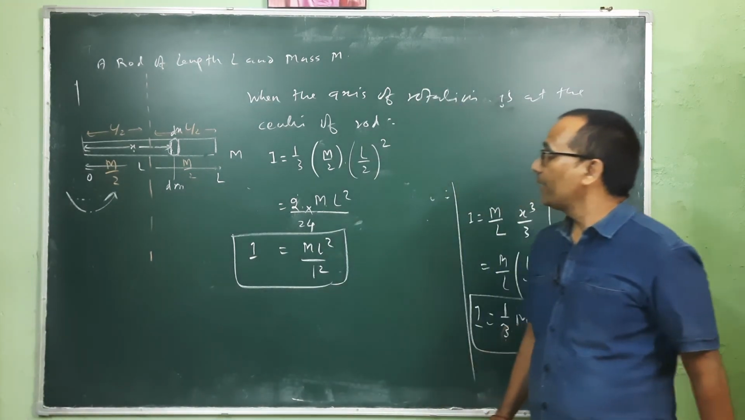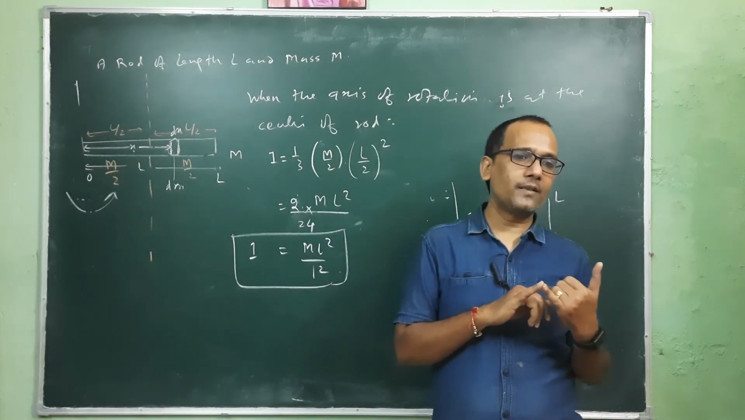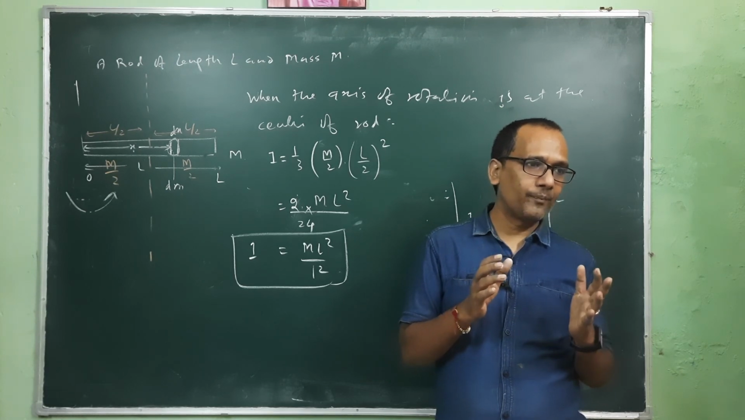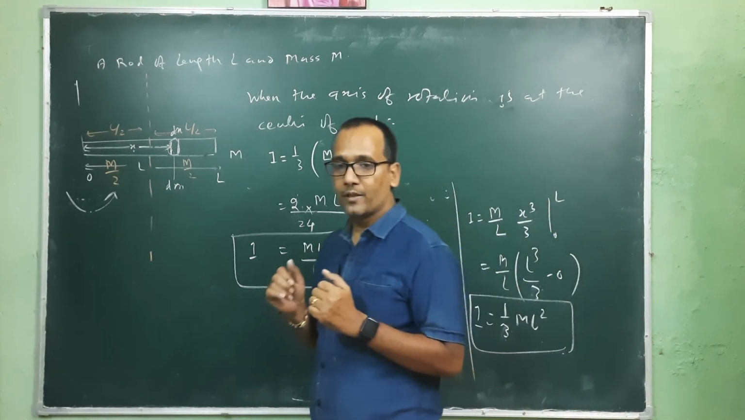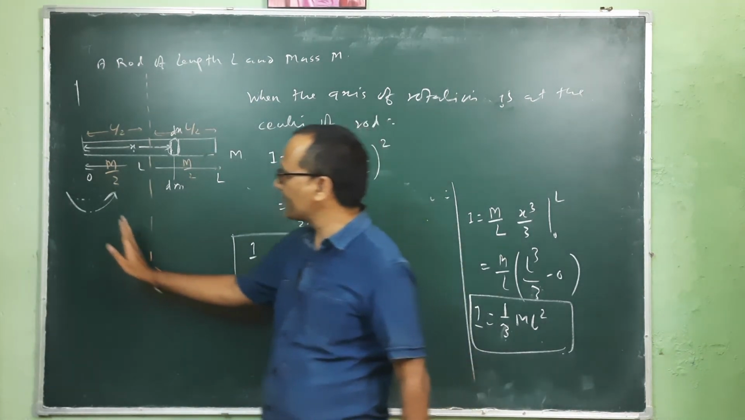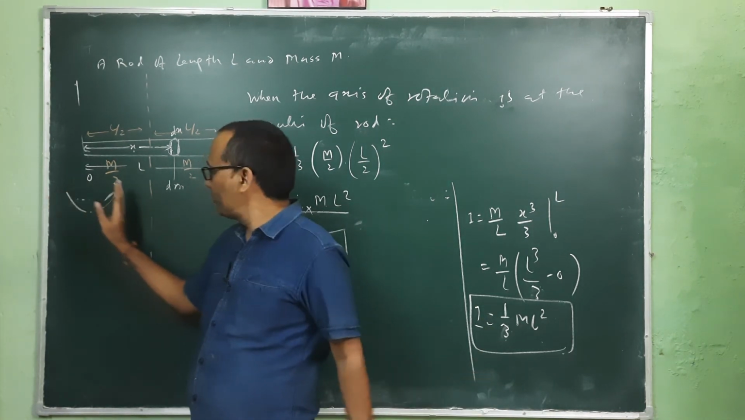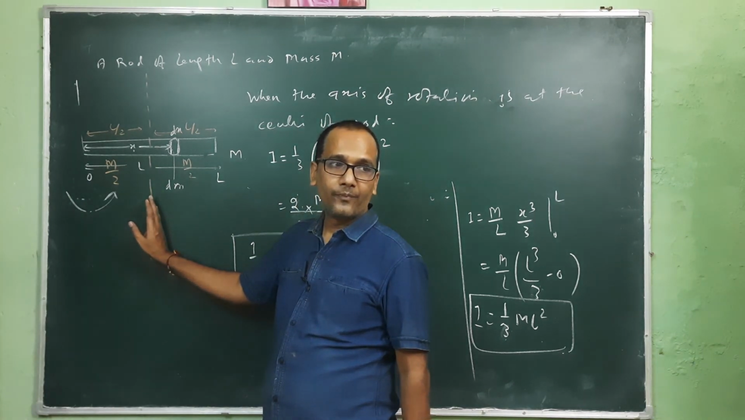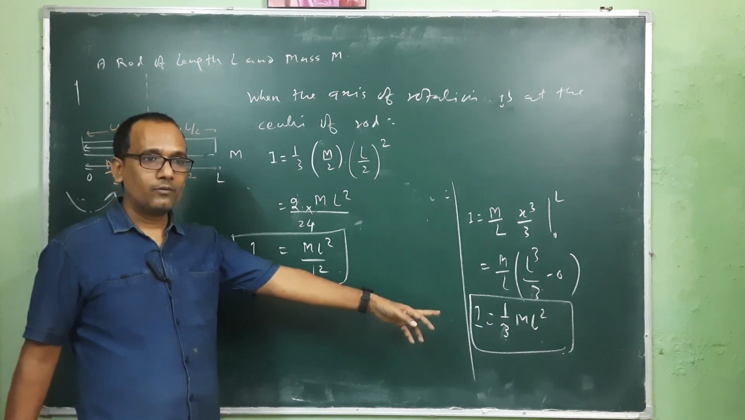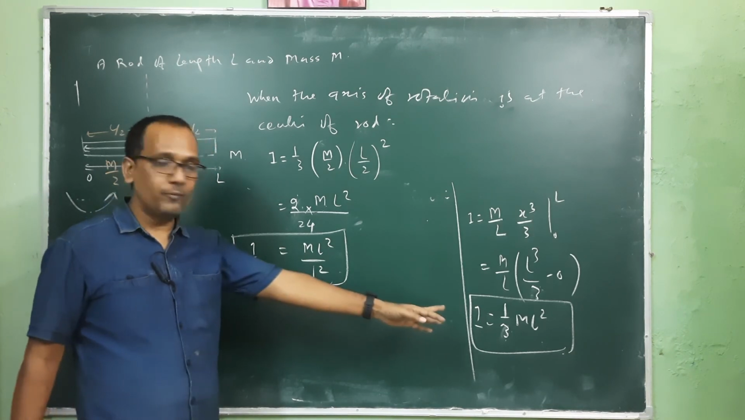So what we are observing here is that the moment of inertia depends on the distribution of mass, as well as the position of that mass at a distance from the axis of rotation, and it also depends on the position of the axis. When we put this axis at the end, the moment of inertia was equal to 1 by 3 M L square. When we put that axis at the center of this rod, its moment of inertia reduced to 1 by 4 times that of the first case.